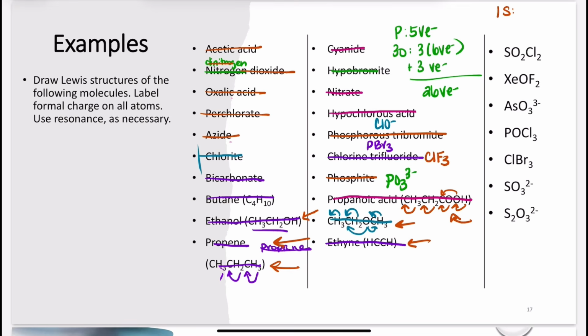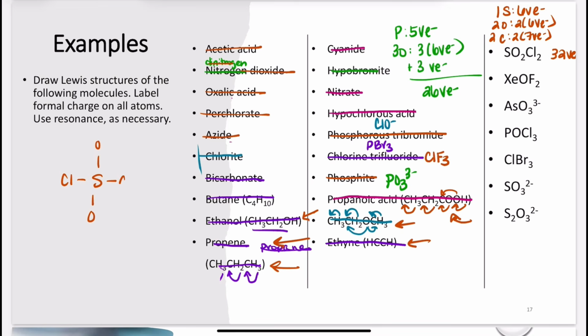So SO2Cl2. Okay. 1 sulfur, 6 valence electrons, 2 oxygen, 6 each, and 2 chlorine, 7 each. 14 plus 12 plus 6, 32. 32 valence electrons.